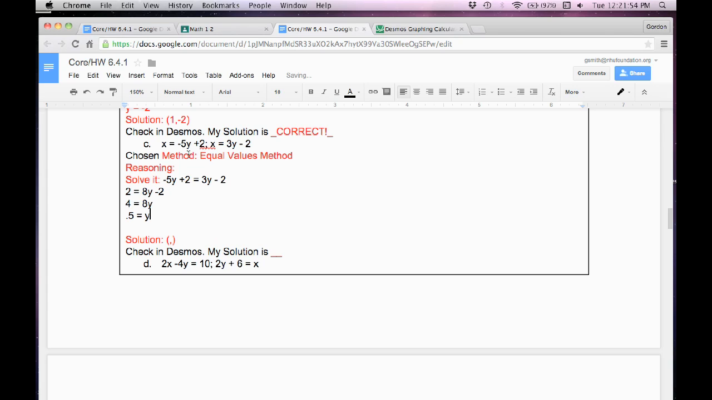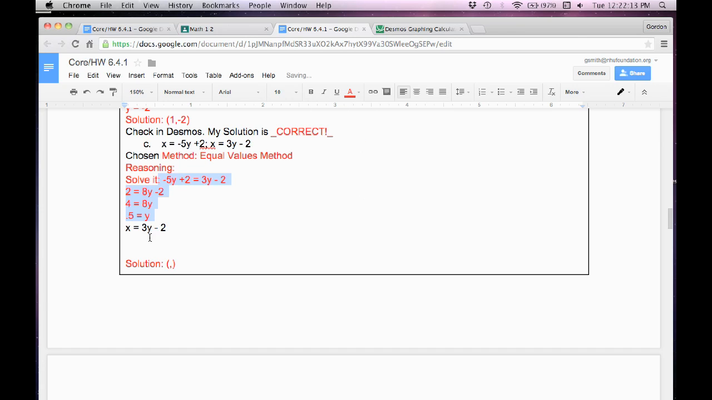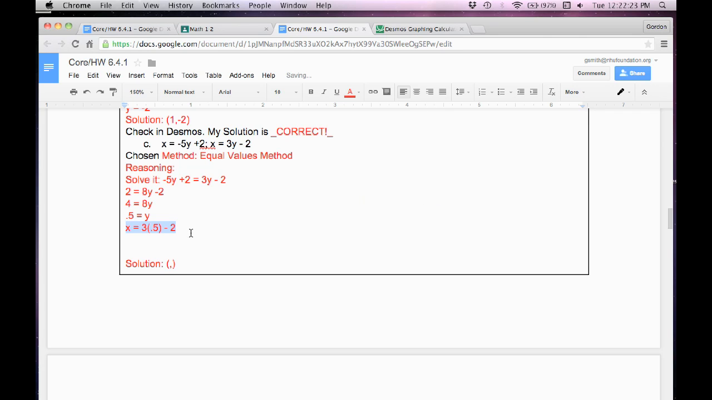Now I know that if y equals 0.5, I can plug it in right here to figure out what my x is. And of course I'm going to make everything red to show that it is my work. If you choose a different color, that's okay. Red is not required. Alright, so then we're going to put 0.5 right here. Why do we put 0.5 right there? Because we already know what y is.